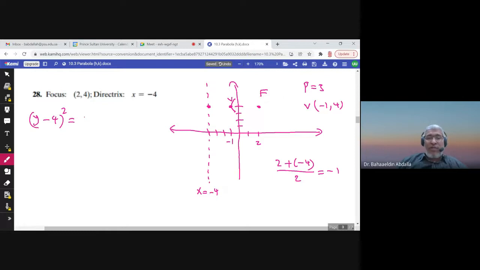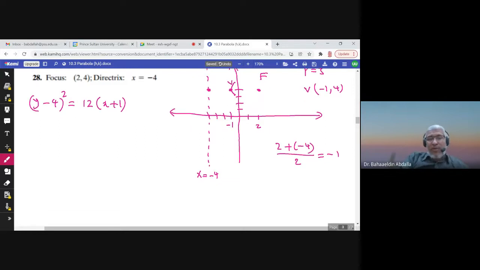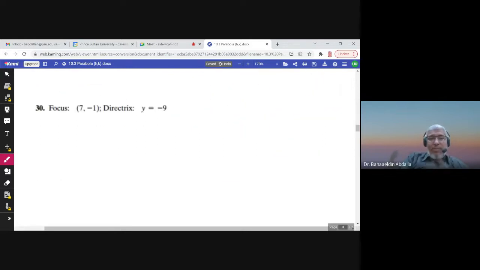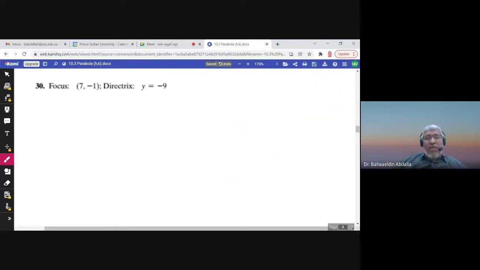So 4 times 3 is 12. And here I have x minus h, or plus 1. So this is the equation of the parabola. The focus is 7, -1. So by graphing the information, I get enough information to write the equation immediately.